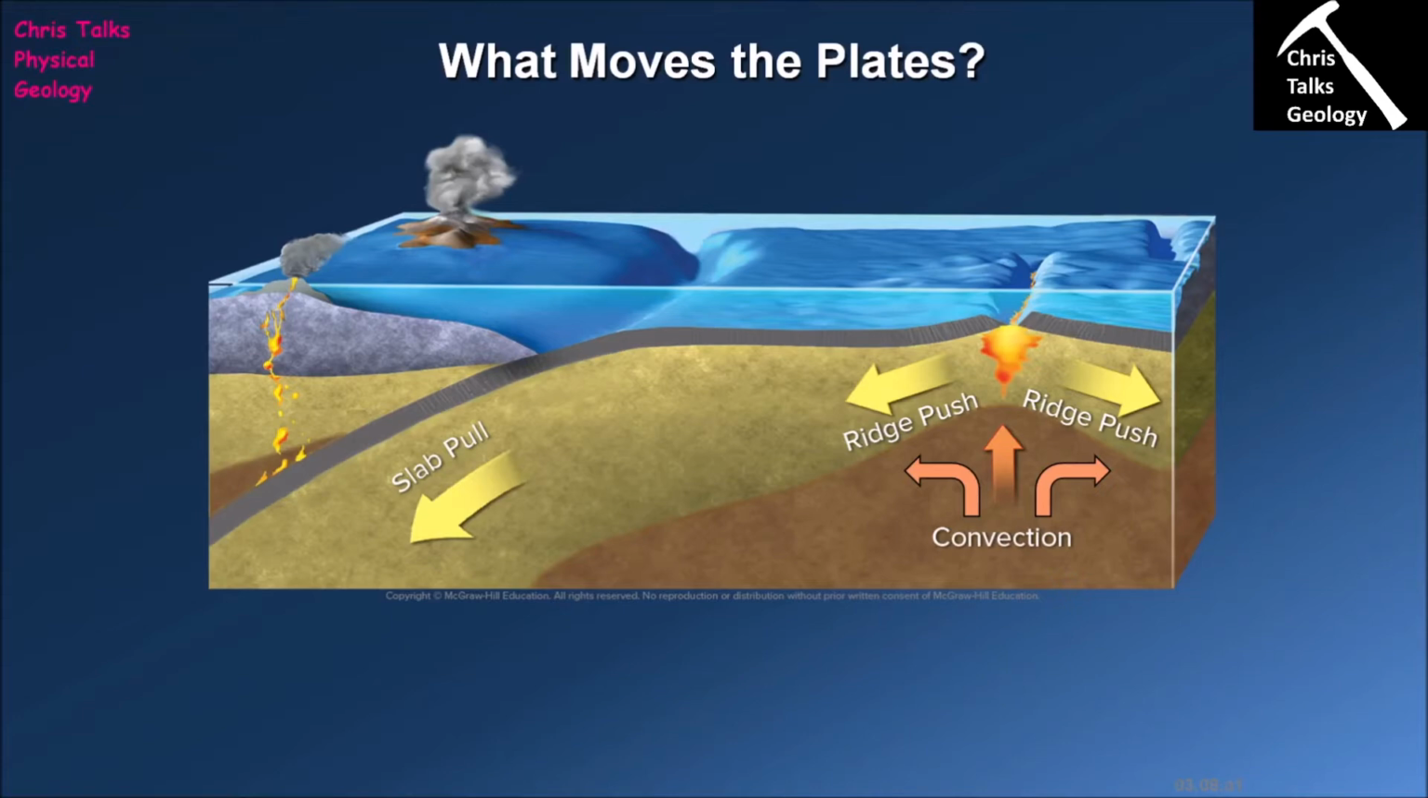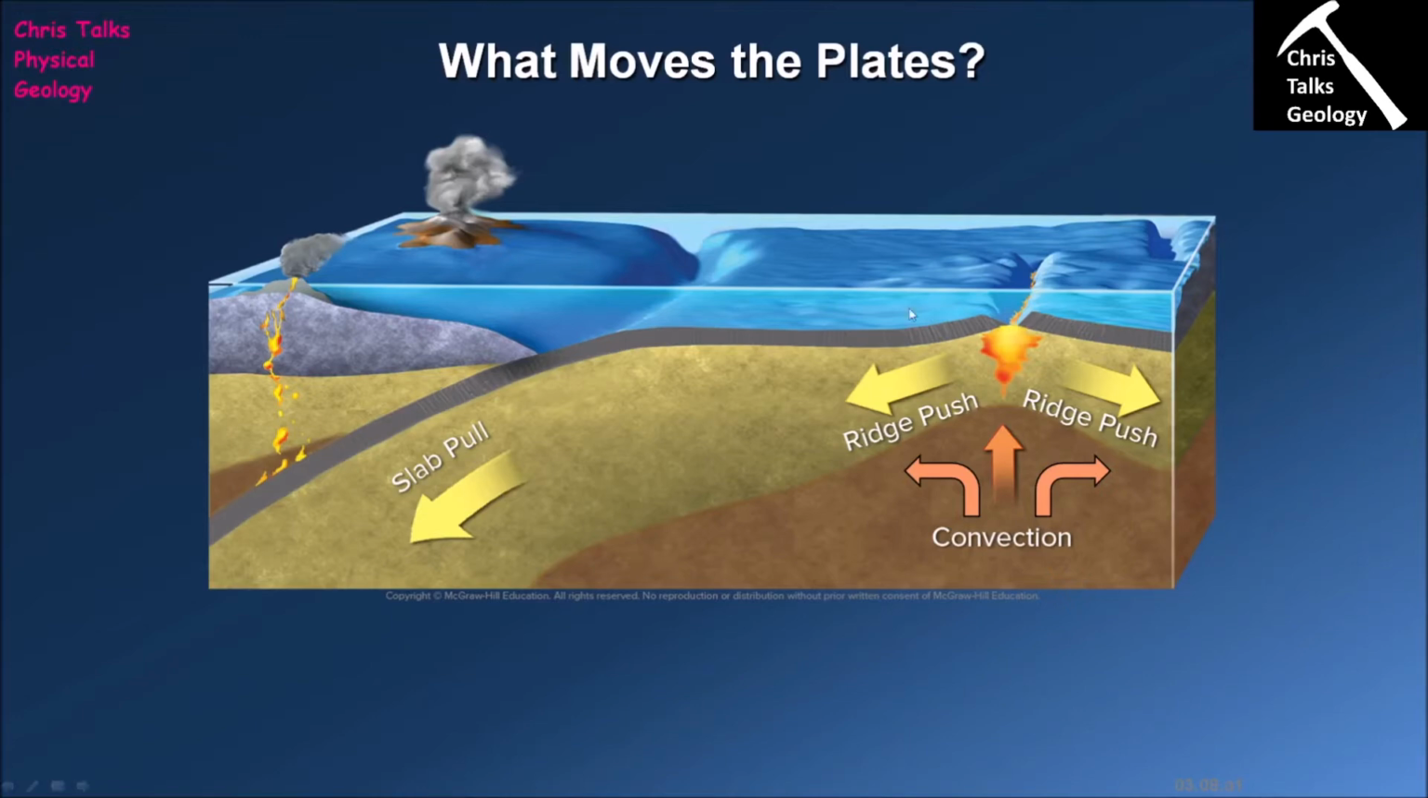So the next thing we need to think about is, well, what actually moves the plates? Why do the plates actually want to move around? Now, the plates obviously have to be moved around by some kind of force. There has to be something that's actually making them go. Now, there are three main contributing factors that help to move the plates.